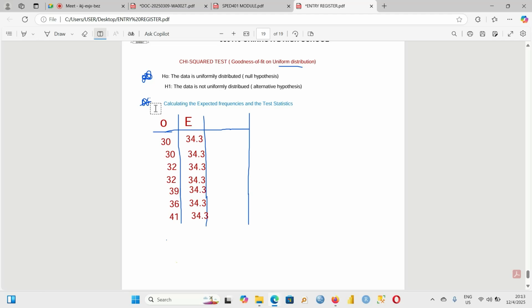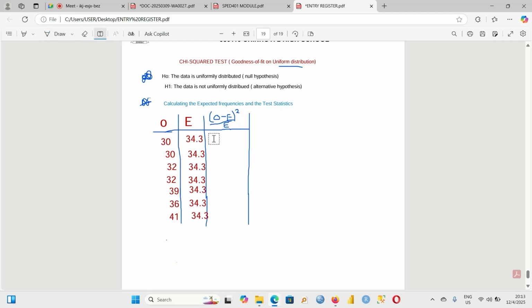So this is the expected frequency. Then next, we want to calculate O minus E. Observed minus expected frequency. Then the answer, we square it. Then we divide by E. Since your network is slow, I'm now forced to calculate this.